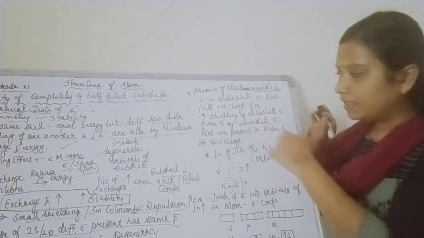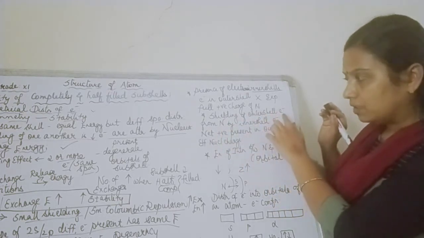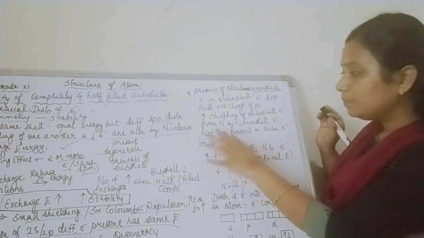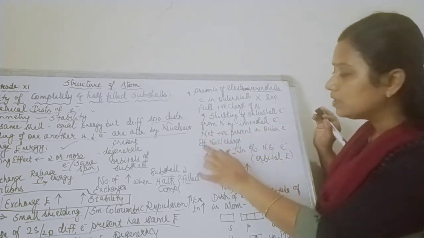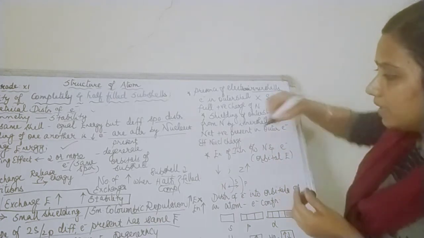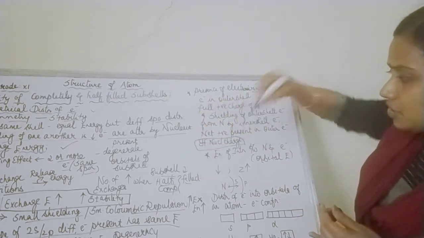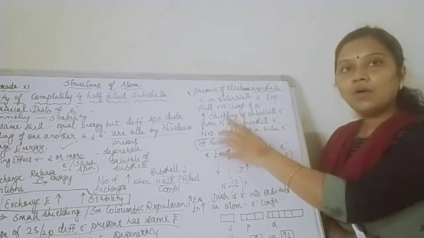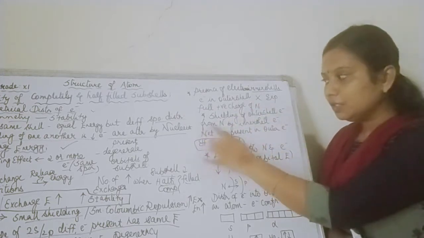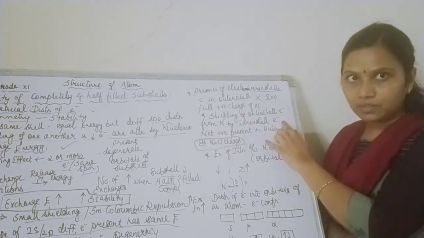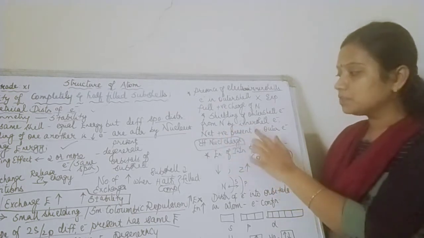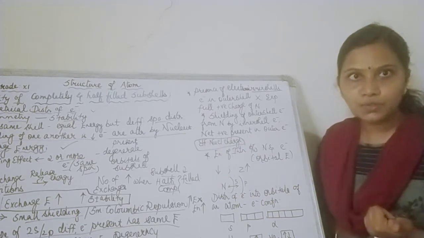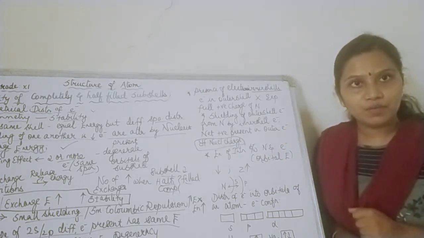Now the same point: shielding of outer shell electrons from the nucleus by inner shell electrons, and the net positive charge present on the outer shell electrons, is called the effective nuclear charge. What is the definition of effective nuclear charge? Shielding of outer shell electrons from the nucleus by inner shell electrons, and the net positive charge possessed by the outer electrons, is called the effective nuclear charge. Clear? So this is called the shielding effect. What is the shielding effect?